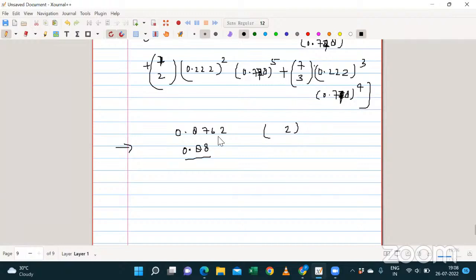0.88, correct, sir? Yes, because it's 6. Okay. So 5 and above, we have to add 1. Suppose it's 0.8743 and I ask enter the answer correct to 2 decimal places, that means 0.87.